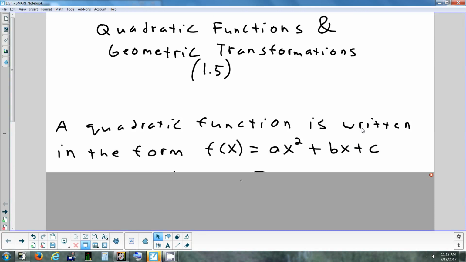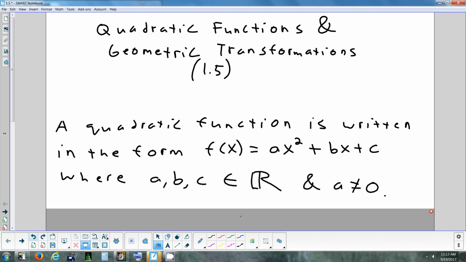Anyone think they know? Yep, Hannah? It would be 0x squared, which you can't do. Yeah, so if you had 0 times x squared, this part would just get wiped out, and you'd be left with bx plus c, and that's the equation of, which is what shape? It's a line. Okay, so if you put in a 0 for a, you lose the parabola. Okay, so that's what this says: a, b, and c can be any real number that you want, except a can't equal 0.